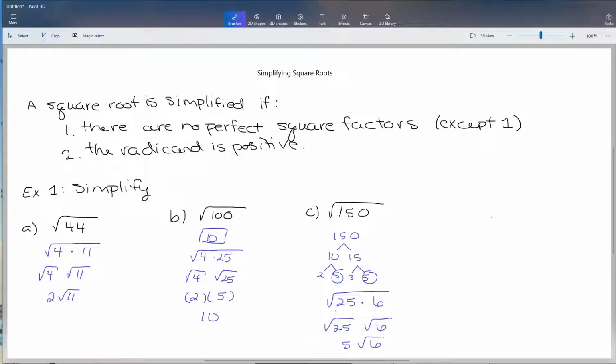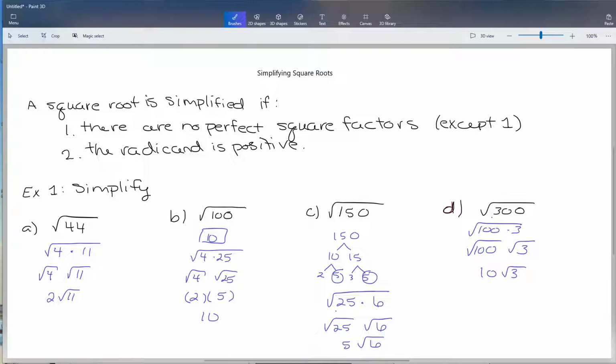Okay, let's look at one more. I can tell right away that the square part of this is 100. So I'm going to split this into 100 times 3. Split up my square root, square root of 100 times square root of 3. And then I know what the answer to square root of 100 is, right? This is 10, and I have square root of 3.